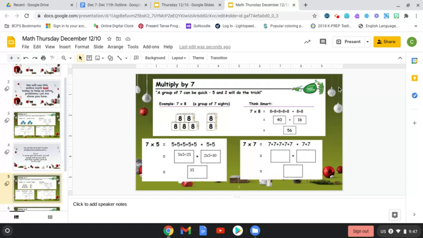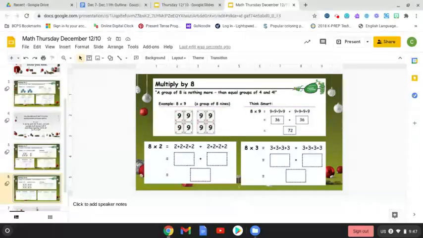So pretty simple on that one too. Multiplying by 8. A group of 8 is nothing more than equal groups of 4. So instead of multiplying anything by 8, you multiply that number by 4 and multiply it by 4 again, and then add the two products together. So they broke the 8 into a group of 4 nines and a group of 4 nines.